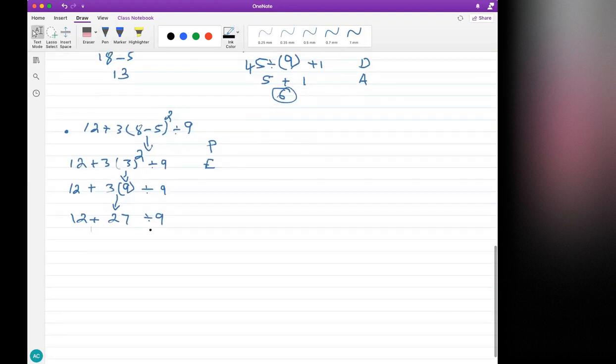And continue with all the operations. So we did the multiplication here. Now we can do that division that's left, which is here. Bring the 12 down again. 12 plus 27 divided by 9. That's 3. Finally, the addition will be 50.